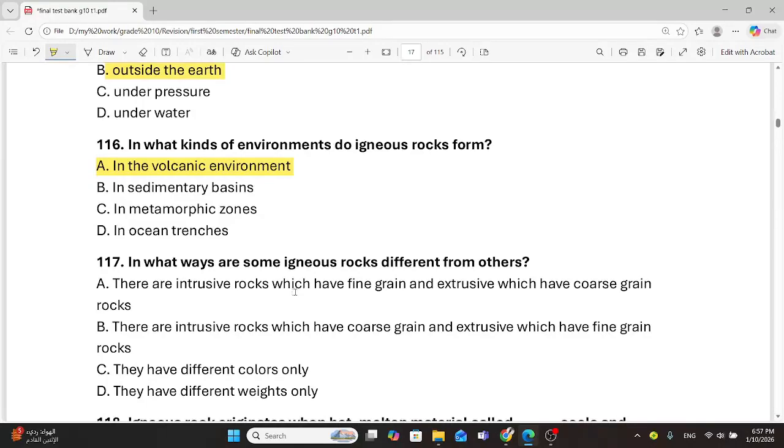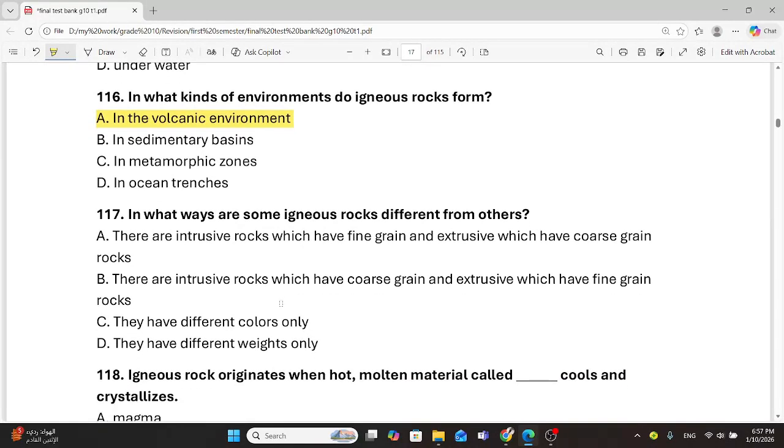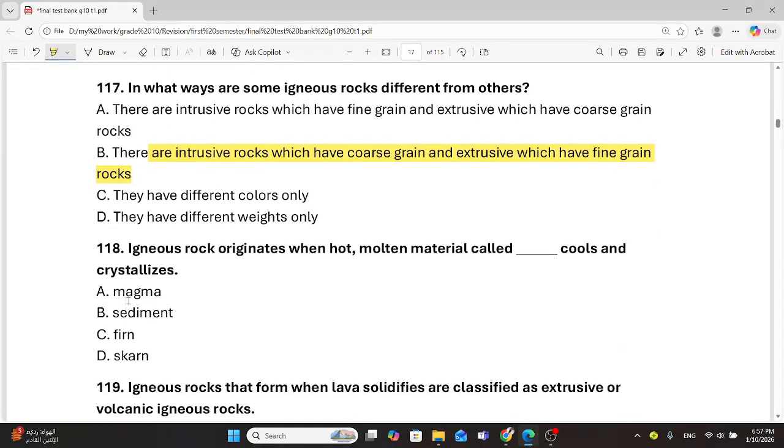In what ways are some igneous rocks different from others? There are intrusive rocks which have fine grain and extrusive which have coarse grain. No, wrong, the opposite: intrusive rocks have coarse grain and extrusive have fine grain, so it will be B. Igneous rocks originate when hot molten material called magma cools and crystallizes.